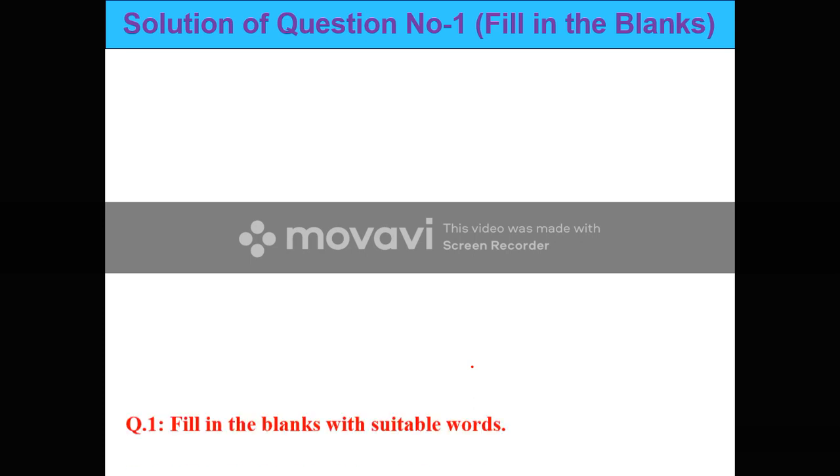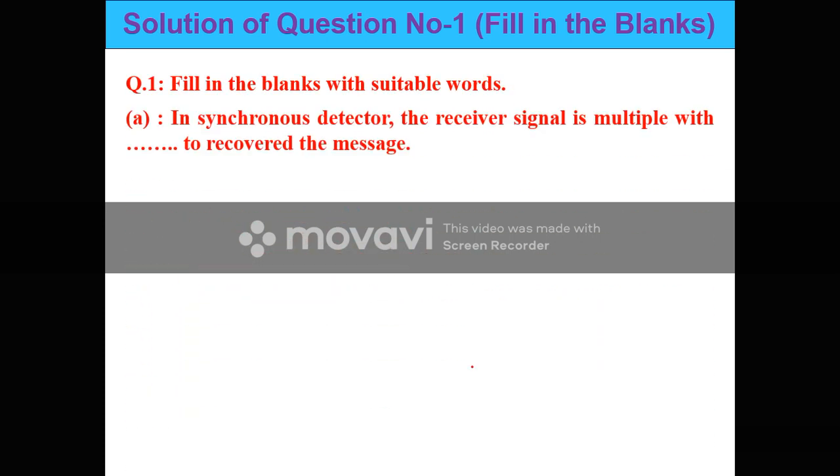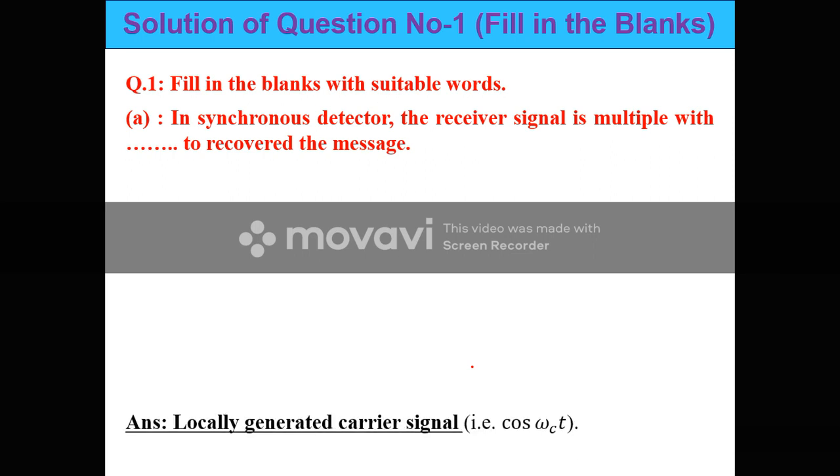Solutions of question number 1, filling in the blanks. The first question was fill in the blanks. Question A: in synchronous detector the receiver signal is multiplied with dash to recover the message signals. In synchronous detector the receiver signal is multiplied with the carrier signal to recover the message signal.